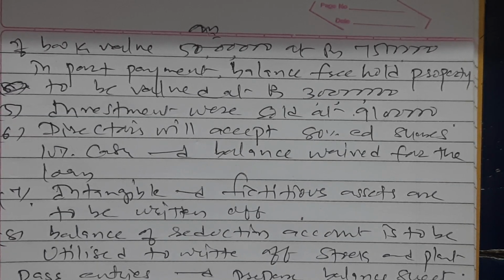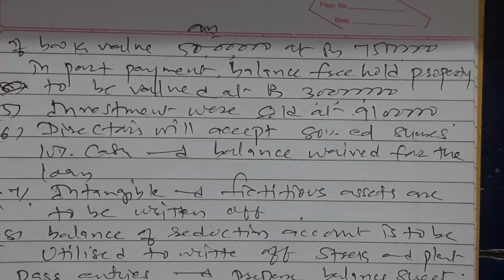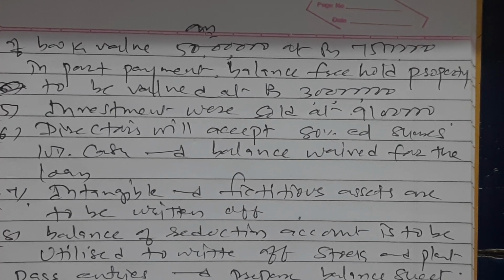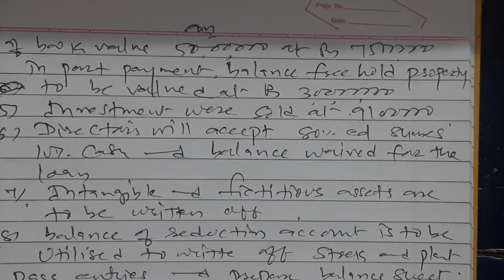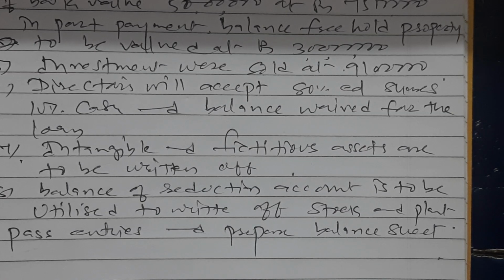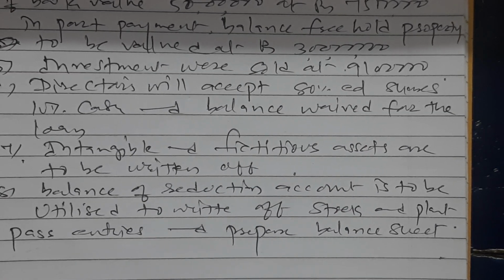Investment was sold for 91 lakh. Directors will accept 80% of equity shares, 10% cash, and balance waived for the loan. Intangible and fictitious assets are to be written off. Balance of reduction account is to be utilized to write off stock and plant. Pass entries and prepare balance sheet.